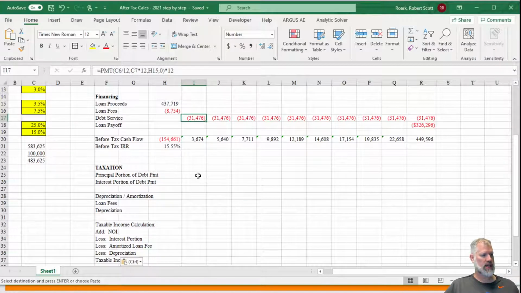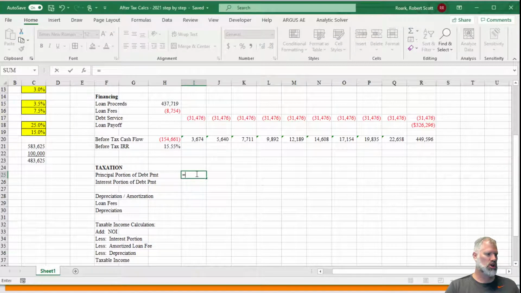So we're going to split that up, and we can do that one of two ways. We could either compute the principal portion and then let the interest portion be the residual, or we could compute the interest portion and let the principal portion be the residual, or we could use the function to do both. I'm going to start the way we have it laid out here, and I'm going to use the cumulative principal function, CUMPRINC, and let that tell us how much principal we have paid for this year.